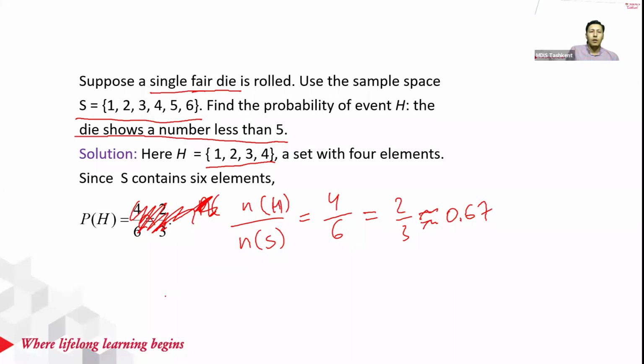Okay, the probability of getting 5. How many 5s we have? Only 1. Total 6. So it is 1 over 6.